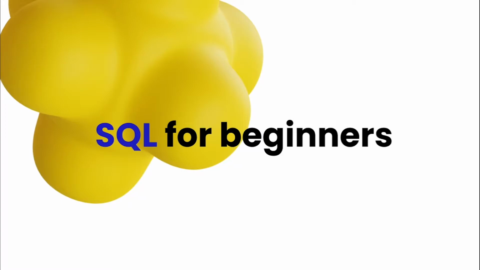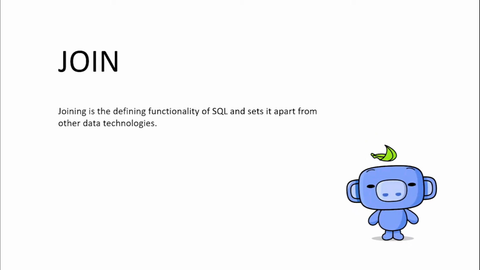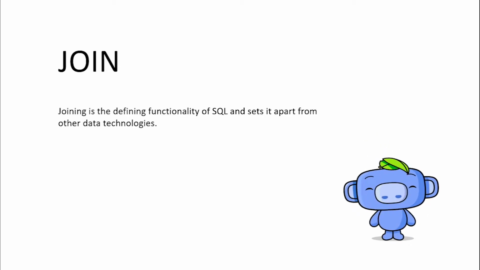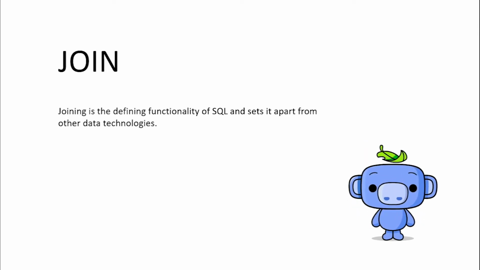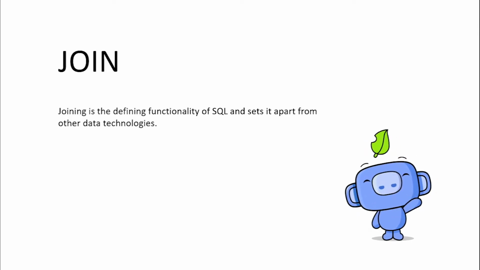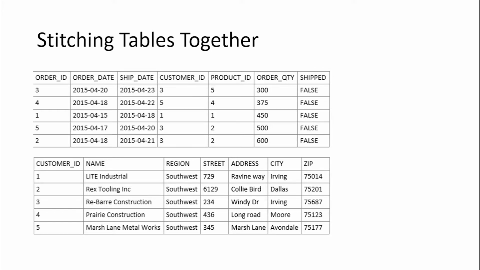In this video, we are going to look at join statements. So, joining is the defining functionality of SQL and sets it apart from other data technologies. So, let us look at how join statements work. First we'll look at stitching the tables together, which is basically what a join statement is used for.